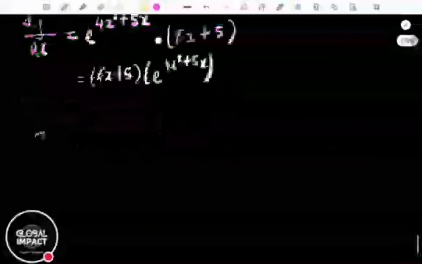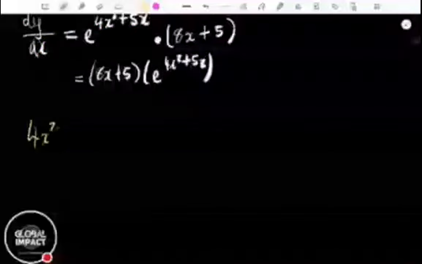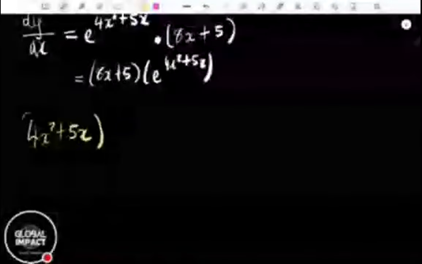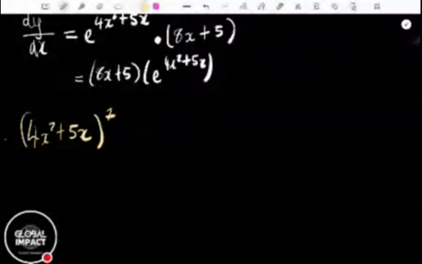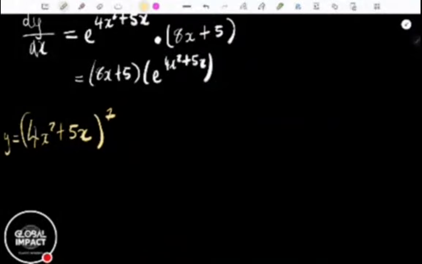Let's do a harder one. Let's do the third example. What if I have it like this, 4x squared plus 5x, all to the power of 7? Okay, this is my y. Is this a composite function? Yes, it's a composite function.